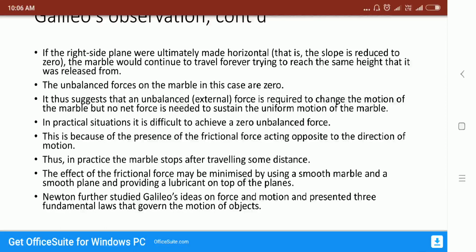Right? So now what do we need to do? We need to provide an unbalanced force onto the marble to change this condition. Here the unbalanced force on the marble in these cases is zero, because it is moving with constant speed until it reaches the same height, but here we have reduced the height to zero. So the marble is moving with constant velocity continuously. So we can say that no unbalanced force is there.